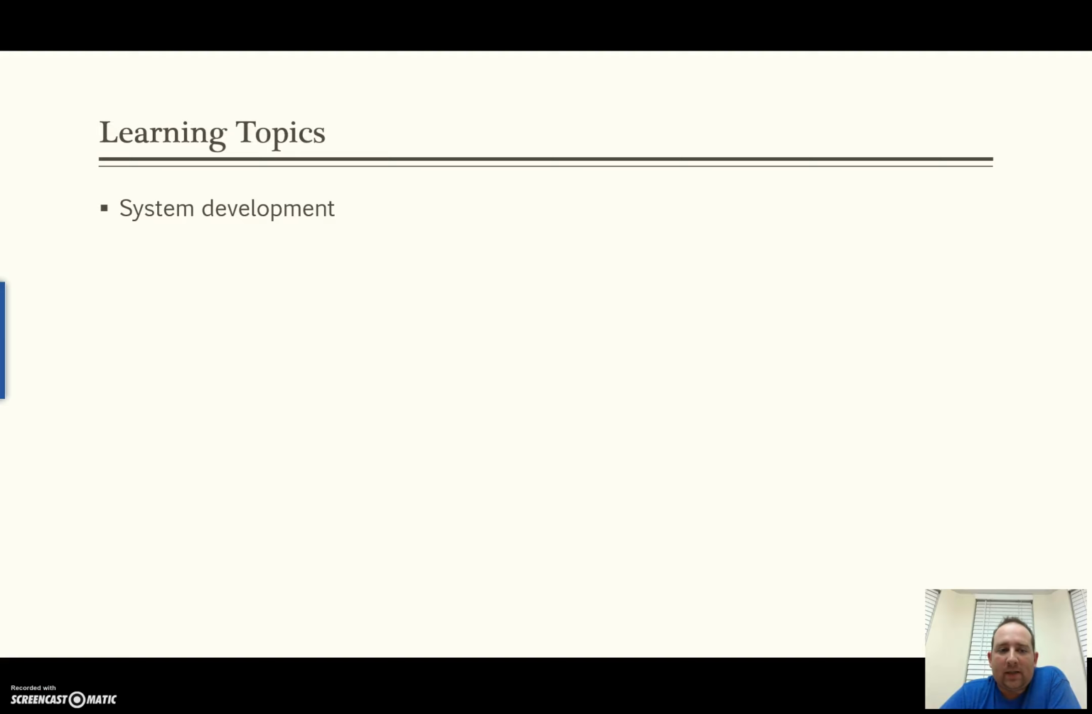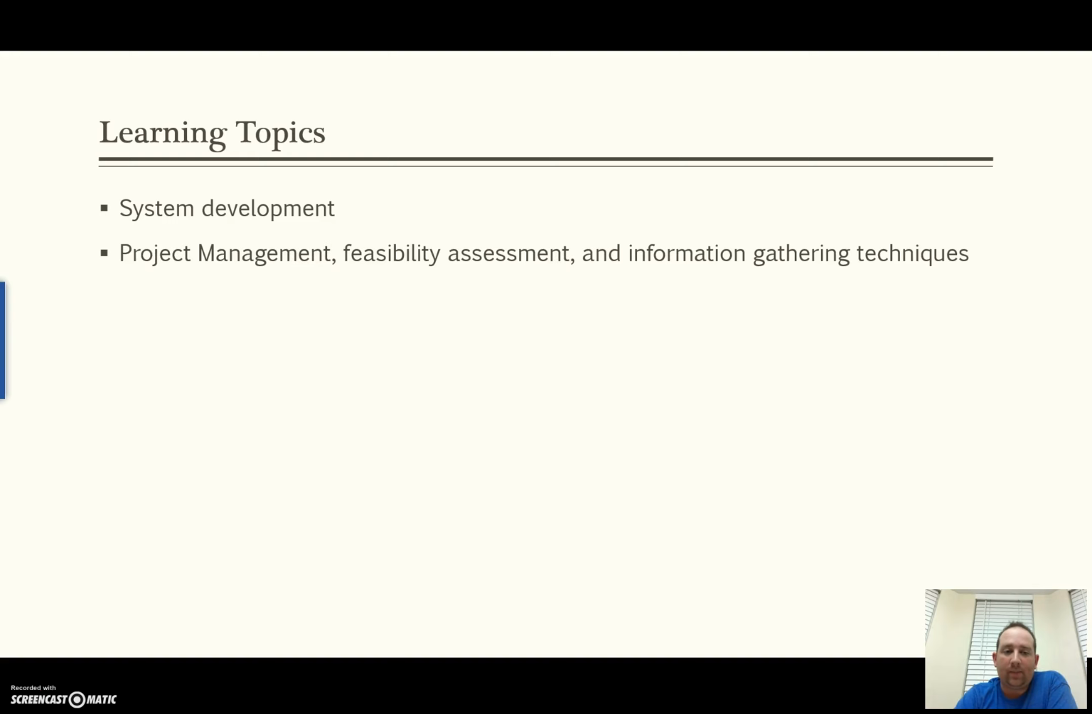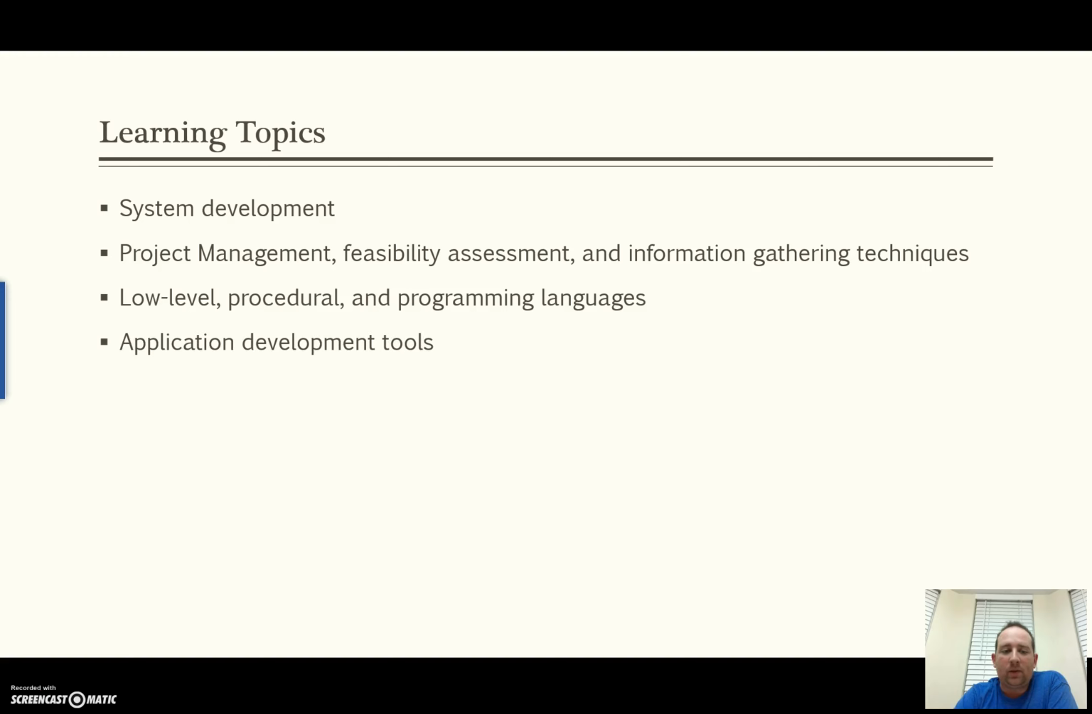The topics that we'll discuss today are that of system development, specifically the definition of system development, the guidelines, and the different phases of system development. We'll also discuss the importance of project management, feasibility assessment, and information gathering techniques. We'll discuss low-level, procedural, and programming languages, as well as application development tools. And then finally, we'll talk about web page development.